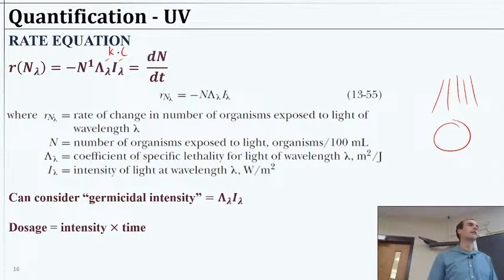So we can consider a germicidal intensity equal to this lambda times I. So the intensity times the rate constant. This is very much like K star, right? That's kind of the analogy. So when we apply this to a system and we say, okay, we've dosed it with some amount of light, that would be what intensity did we use multiplied by how long did we expose it for.